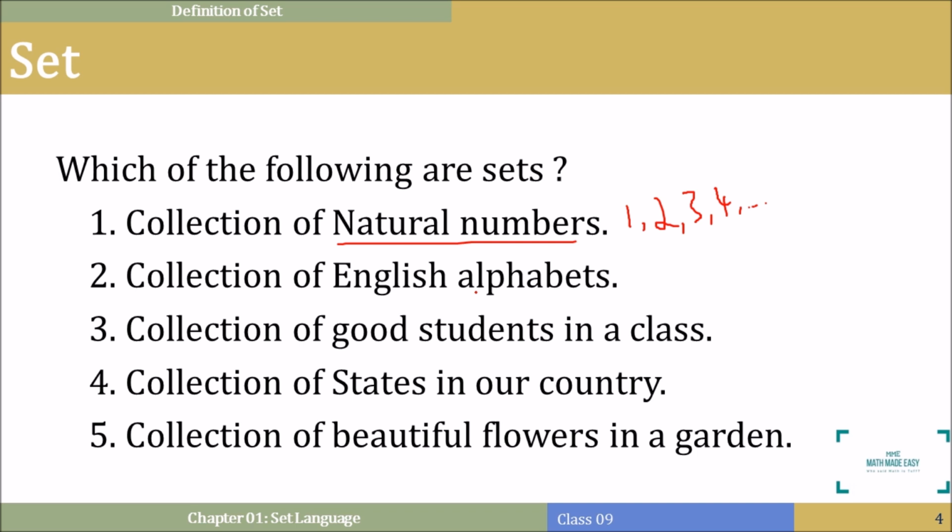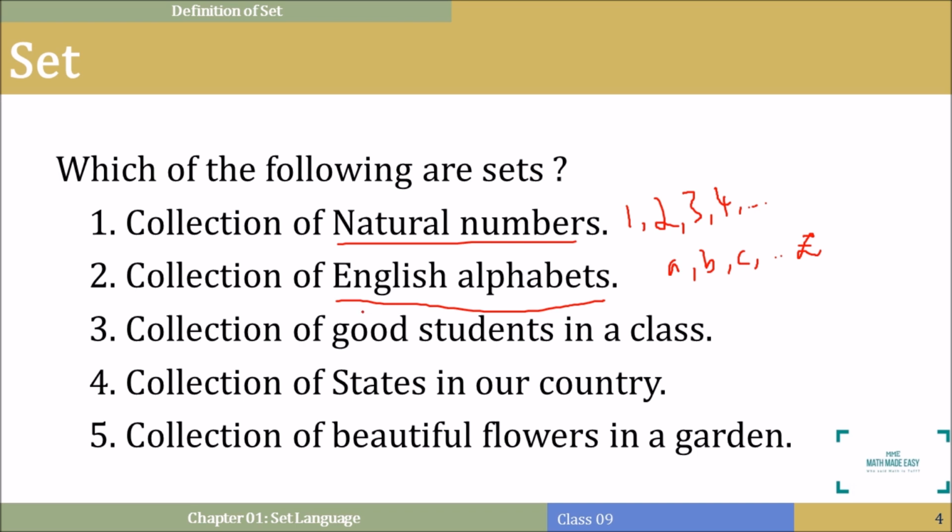The next example is the collection of English alphabets. English alphabets range from A, B, C, D up to Z. It has 26 letters. Anywhere in the world you ask, even an LKG baby or a 70-year-old, he would say the English alphabet starts from A, B, C and goes up to Z. So the definition of English alphabet does not change, and the definition of natural numbers does not change anywhere.